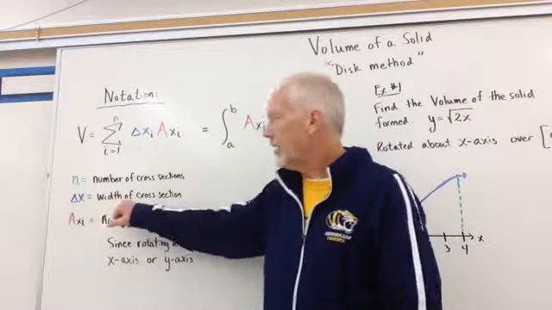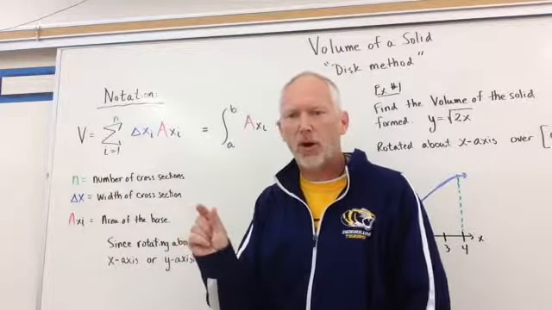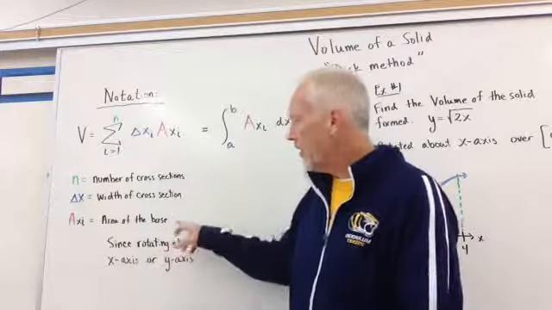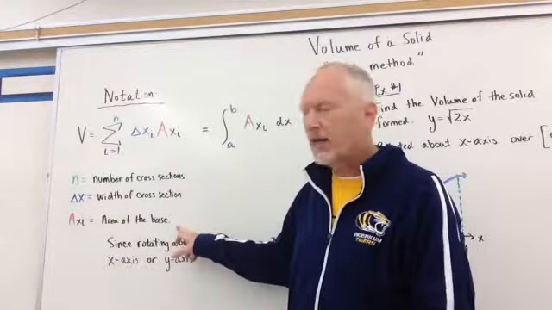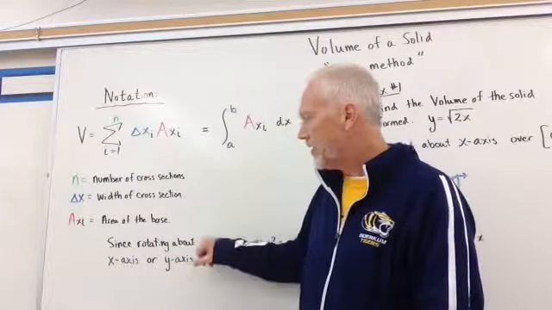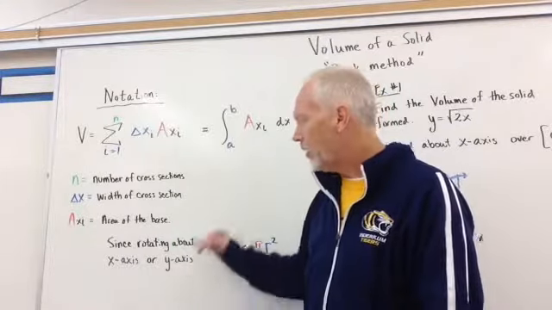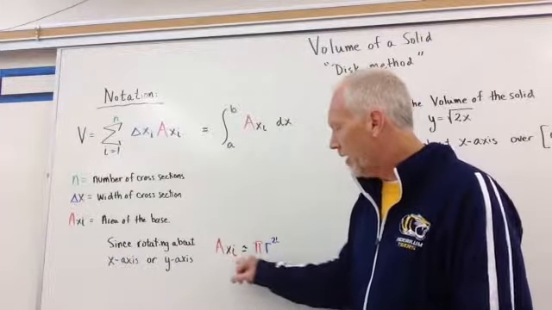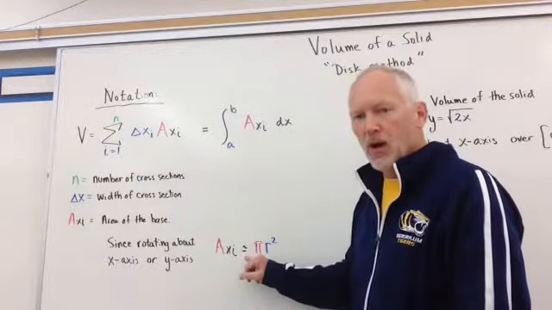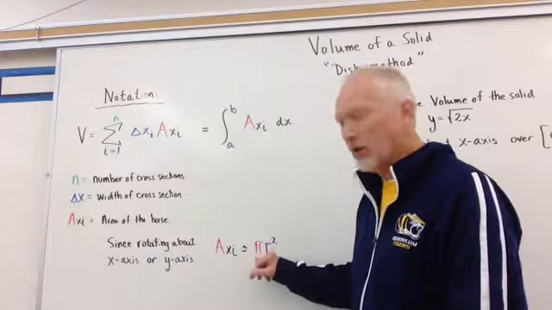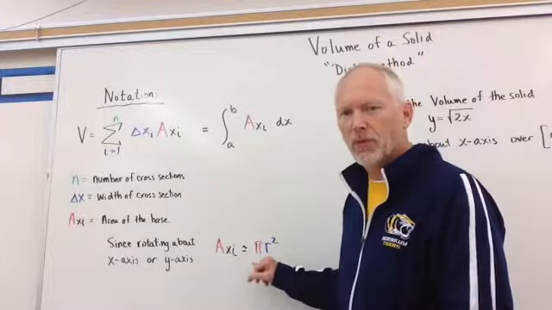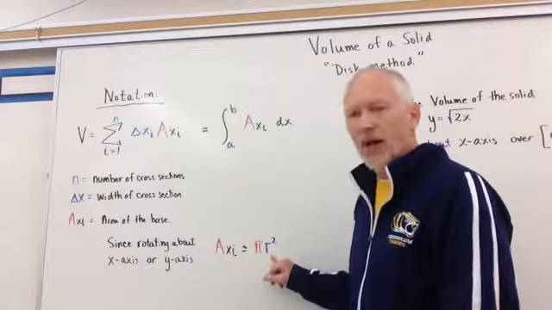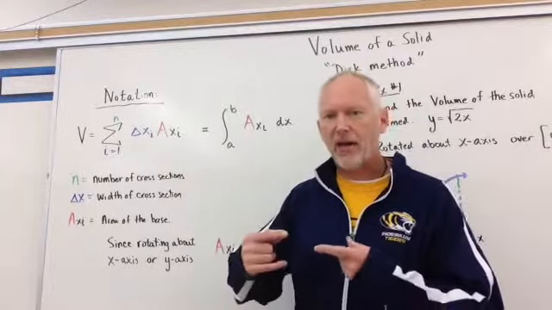The width is your change in x, how far apart the widths of these rectangles are as we move along. And then A of x sub i is the area of the base. Since we're rotating it around the x or y axis, your area is equal to pi, because we can use pi or 3.14, but most of the time we'll just use the pi button, or leave it in terms of pi, times r squared, because that is the area of a circle.